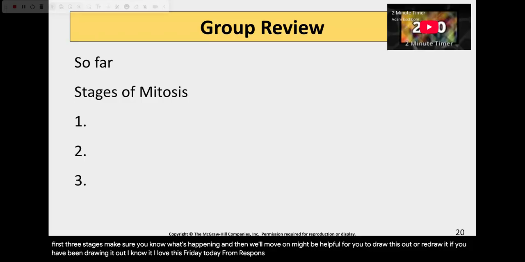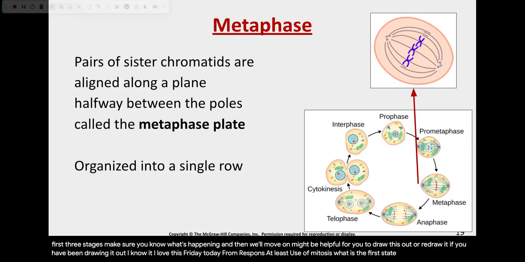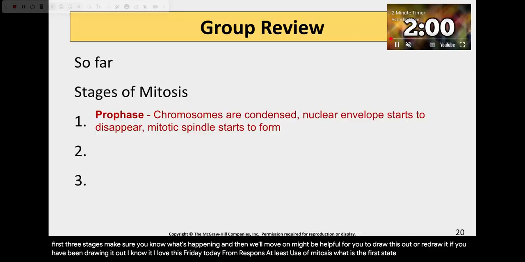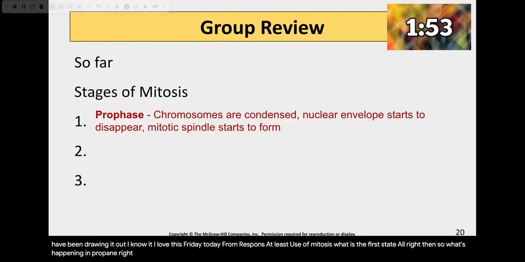So let's talk about it. Let's see, stages of mitosis. What is the first stage? Prophase. All right, and so what's happening in prophase? Right, chromosomes are condensing. The nuclear envelope is falling apart, and the mitotic spindle starts to form.